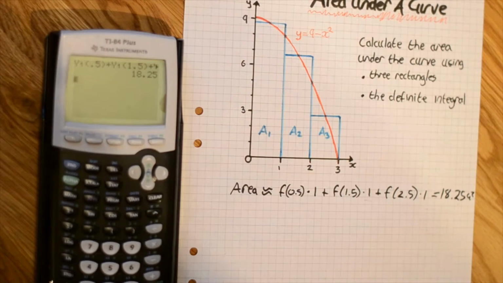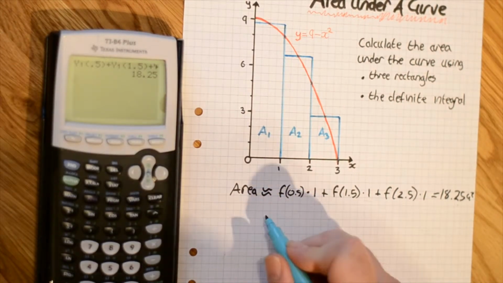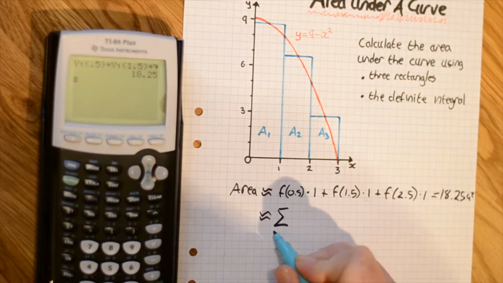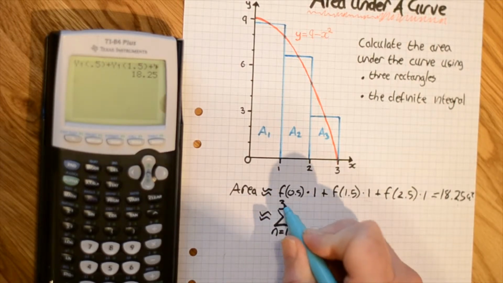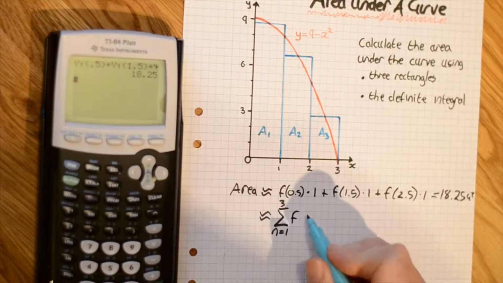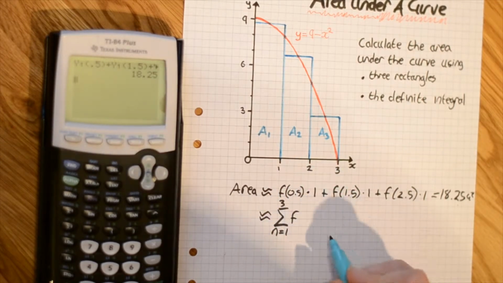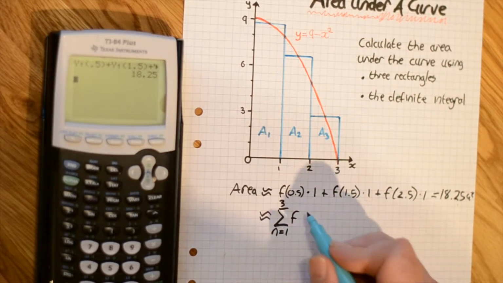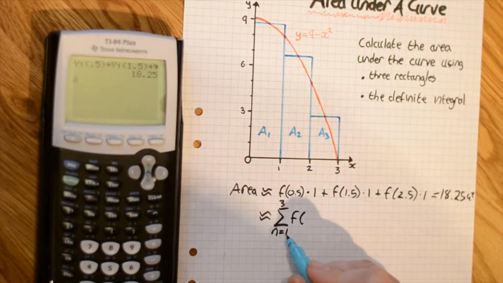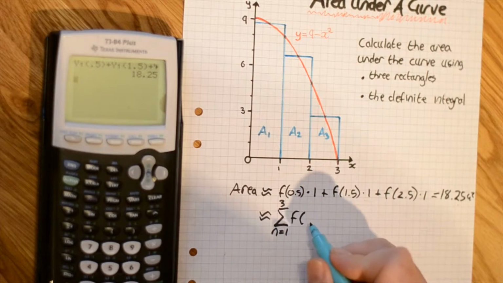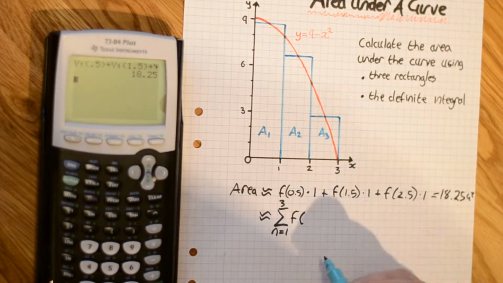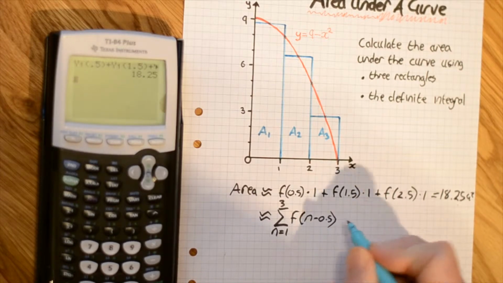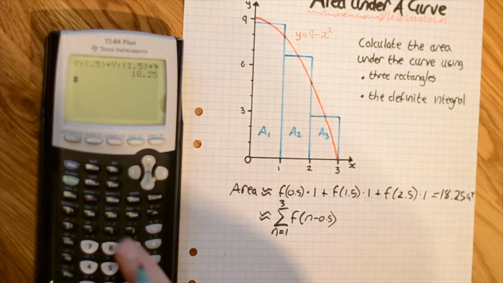Okay, if we want to make this calculation using the summation symbol, the area is going to be approximately equal to the summation of n equal to 1 up to 3. Now in this case we want x1 to be 0.5, x2 to be 1.5, x3 to be 2.5. When n equals 1 we want 0.5. When n equals 2 we want 1.5. So we take n minus 0.5.